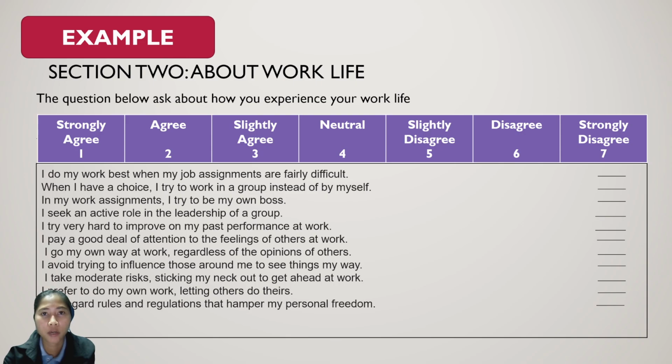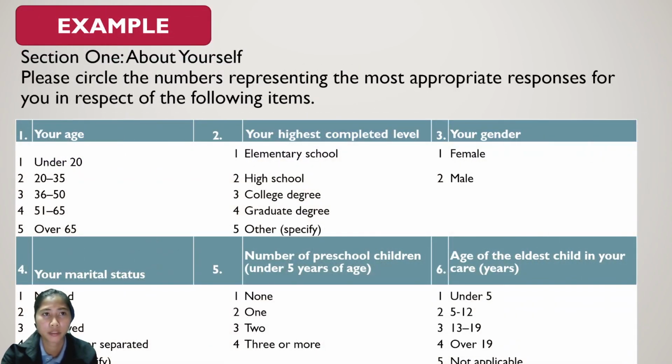Section 2, it talks about your work life. Example. This is the example of about your work life and how you experience your work life. Section 1, example, this is all about yourself. This is an example, but the numbers representing the most appropriate responses for you in respect of the following items.